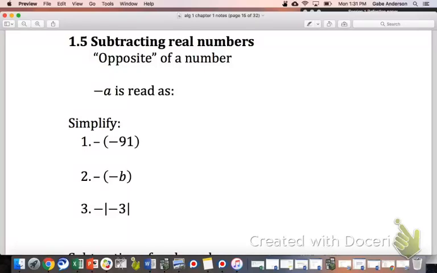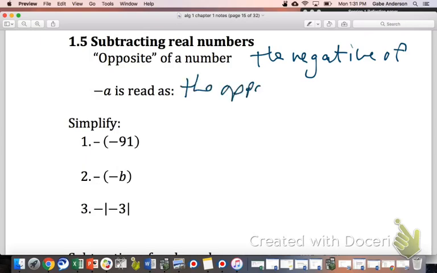So a little bit of terminology here at the start. The word opposite of a number. Opposite means, you might think of it as the negative of. I think maybe you would have heard it like that in a previous class, but I think the word opposite is best. If you see that little negative sign in front of the A, the best way to read that would be to say the opposite of A. It's referring to the sign.